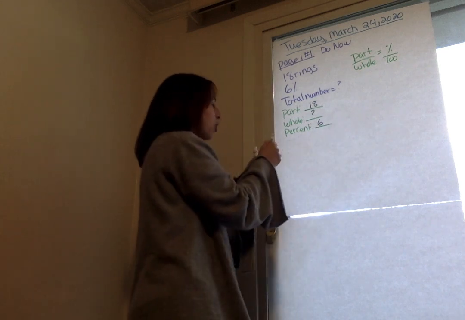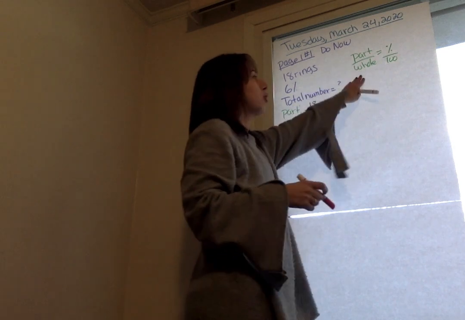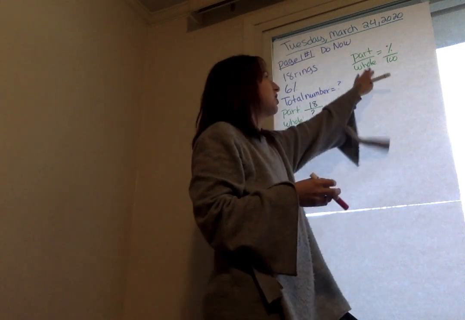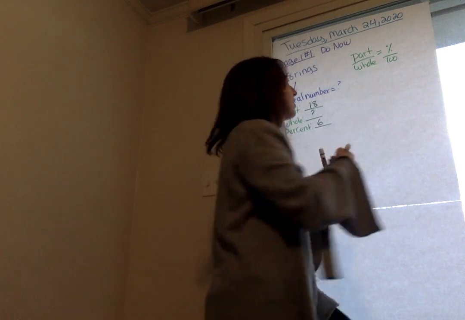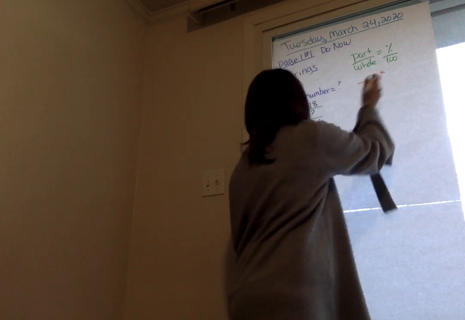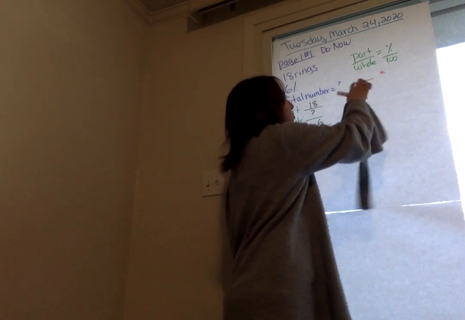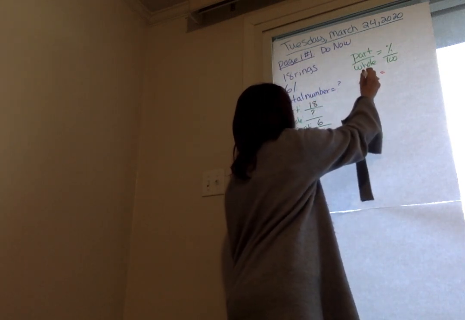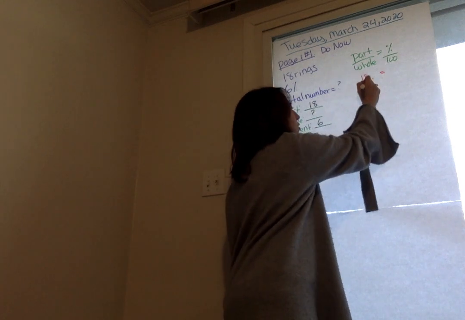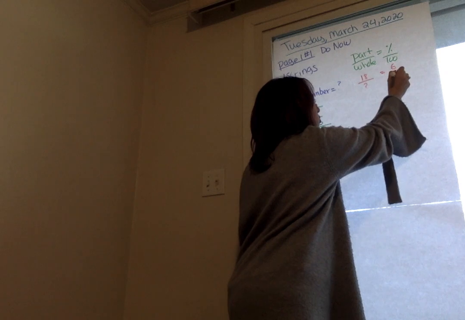So now that I have the part, the whole, and the percent, I'm going to take my part over whole equals percent over 100, which is here in green where my hand is, and I'm going to substitute the numbers. In place of part, I'm going to substitute 18, the numerator. The whole, the denominator, I'm going to call a question mark. The percent is 6 over 100.